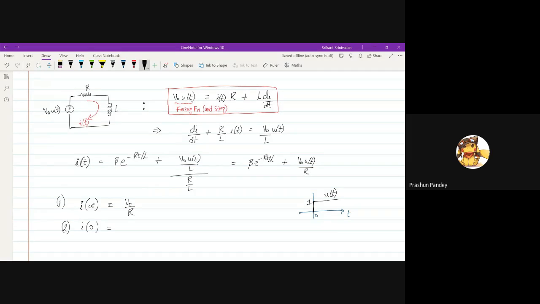Resistance of inductor is infinite, or current is equal to 0. Current is equal to 0. Why is that? Resistance of inductor is infinite at that time. What does it mean to say resistance of inductor is infinite? It means it will oppose; it will not allow current through it.